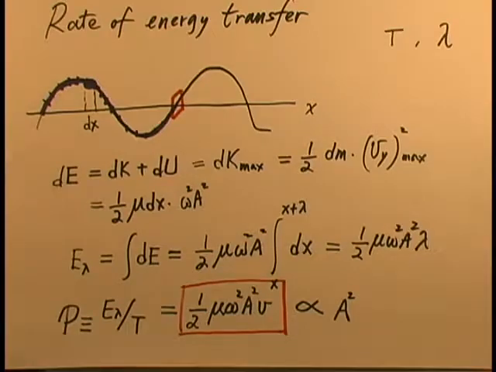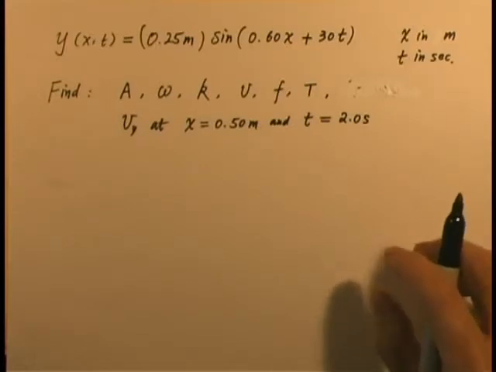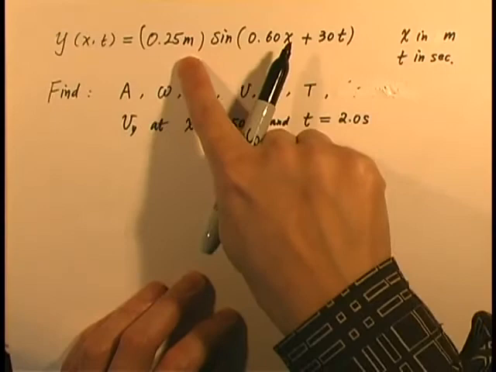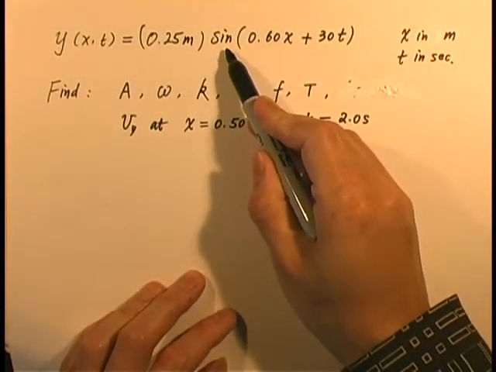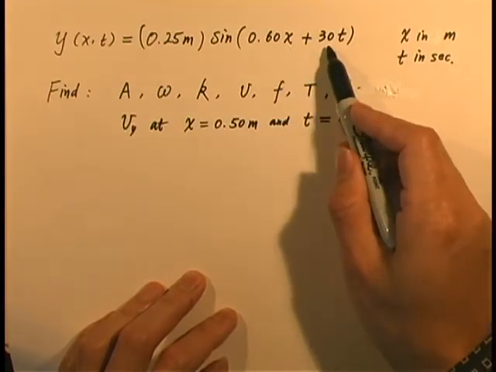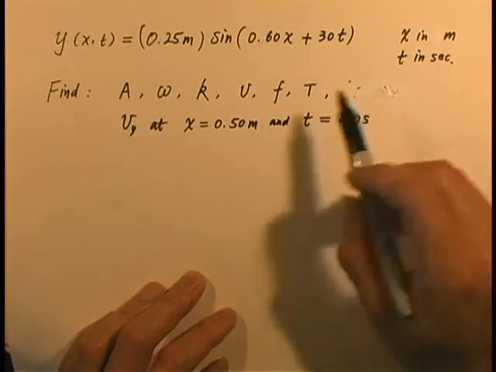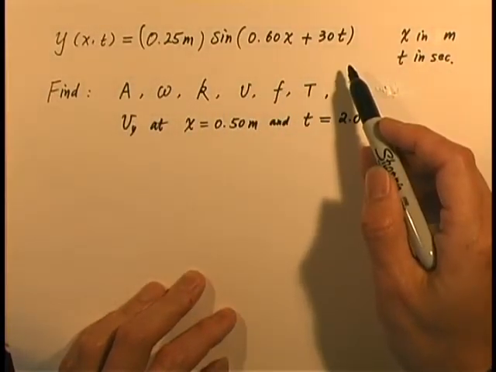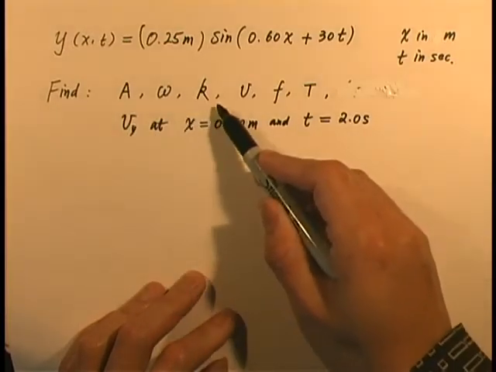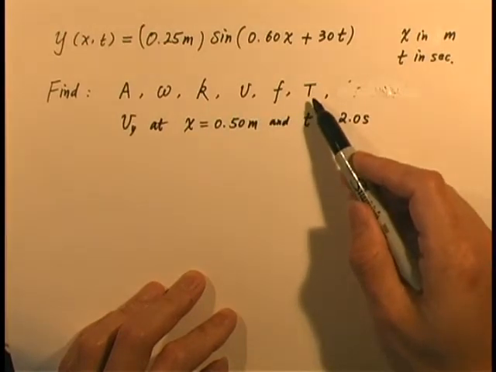feature of the wave. Alright, now let's look at a simple example. If I were given a sinusoidal wave in this particular expression, 0.25 meters times sine of a phase angle, that phase angle is 0.60x plus 30t, where x is in meters and t is in seconds. Okay, this of course is the complete expression of the wave from which I can find everything I want. I can find amplitude, angular frequency, wave vector, the speed of the wave, the frequency of the wave, and the period of the wave, and so on.